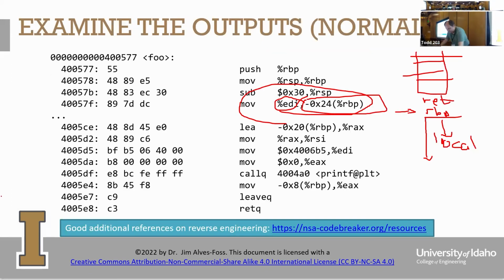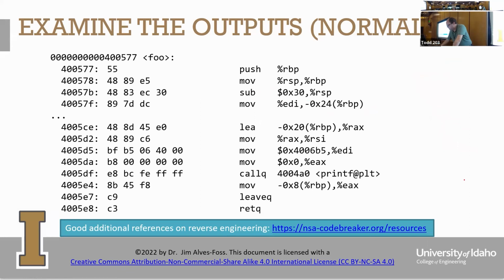Now, this is the normal code. Let me actually see if I can erase all these marks. By the way, there's some good additional information at nsacodebreaker.org/resources on interpreting and reading Intel stuff. NSA does an annual Codebreaker Challenge, free to use, free to do. And this is just part of the tutorials that they have for that.